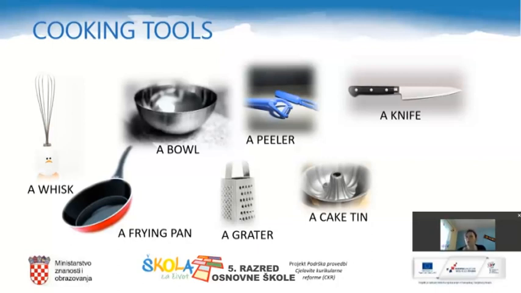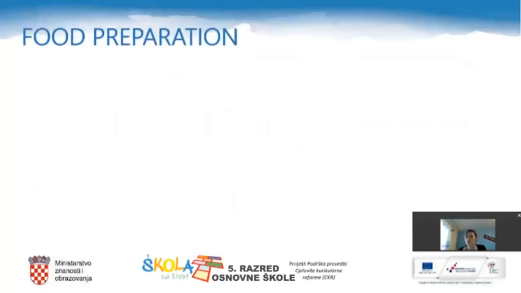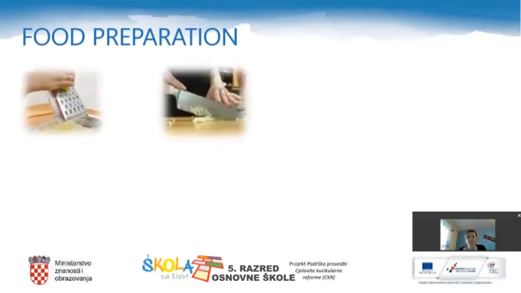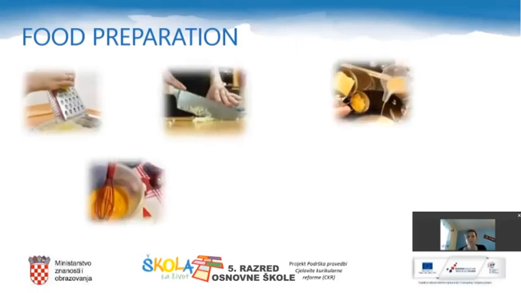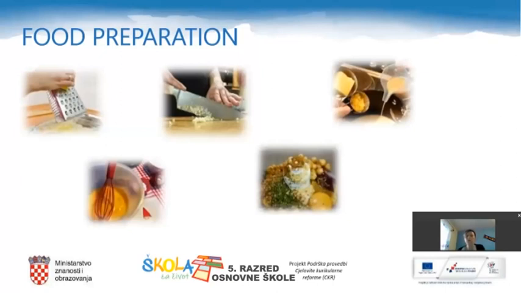Now that you know the names of some cooking tools, I told you that you will be able to name some verbs that we use to prepare food. I will show you again some pictures. Take a look at them. You can see a grater. Do you know what we do with a grater? Grate. You can grate cheese or apples maybe.